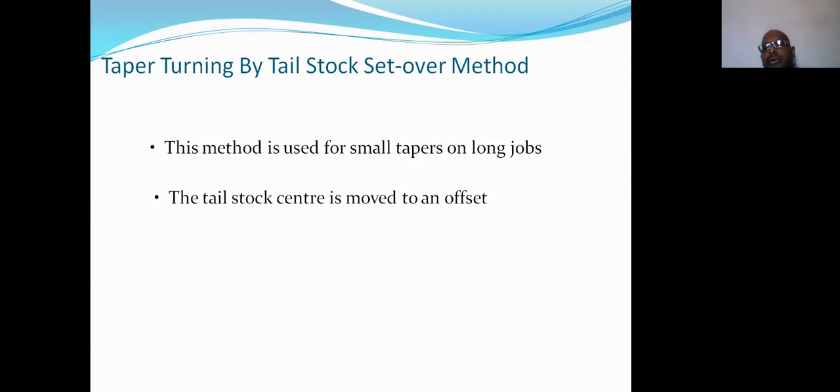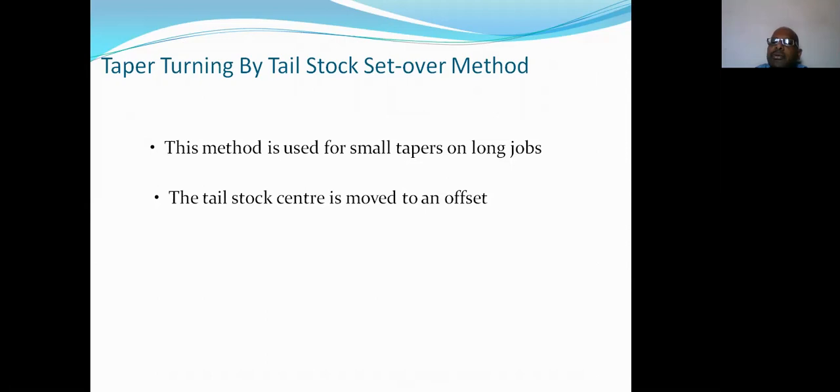This is the fourth method. In this fourth method, the tailstock center is used to support. In the first three methods, that means in the form tool method, the compound rest method, or the taper attachment method, if the length of the job is long, then only the tailstock center or dead center is in contact with the open end of the job.